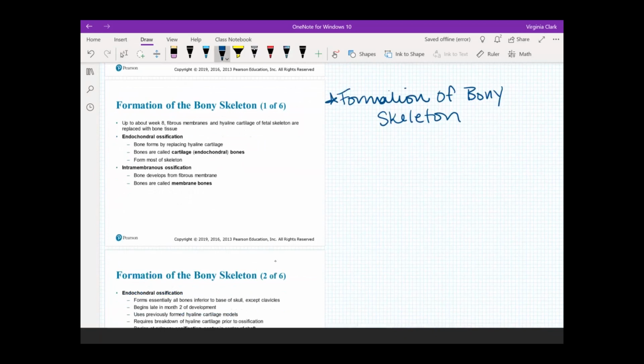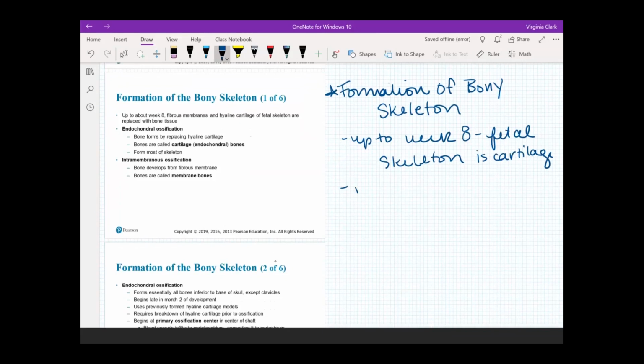So up to week 8, the fetal skeleton is going to be made up of cartilage, and then at this particular process, it will be replaced with bone. The process that does this is endochondral ossification. With endochondral ossification, our bone is replacing our hyaline cartilage.